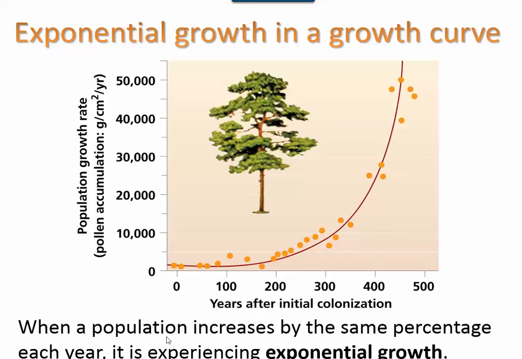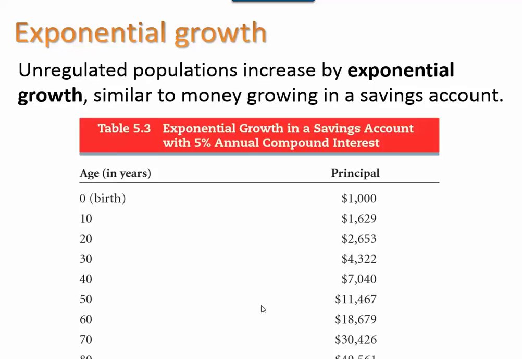And by exponential growth, it has a very specific meaning. It means when a population increases by the same percentage each year. And let's take a look at an example with money. Again, unregulated populations increase by exponential growth, similar to money growing in a savings account.